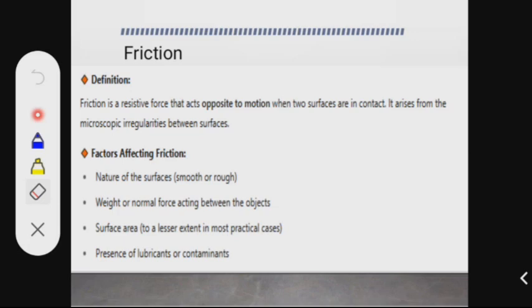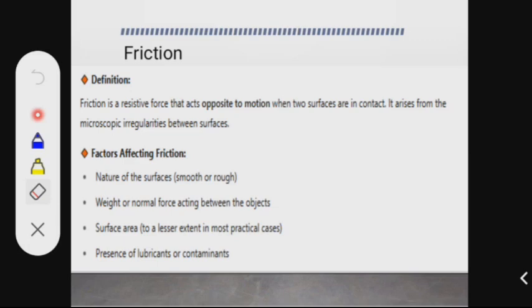So now, factors that affect friction. Number one, the nature of the surface. This is what I was trying to talk about. If a surface is smooth, the friction will be low. If a surface is rough, the friction will be high.